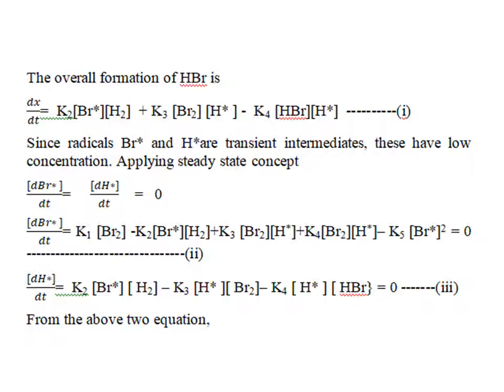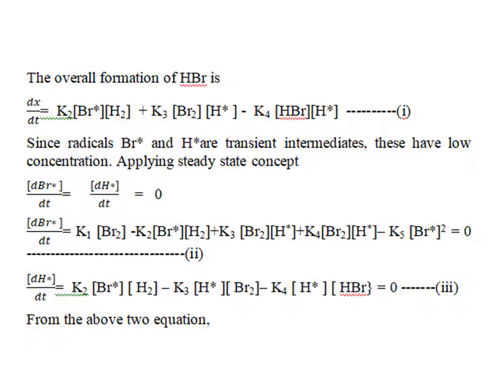d[Br*]/dt is equal to k1 into concentration of Br2 minus k2 into [Br*] into [H2] concentration plus k3 into [Br2] into [H*] concentration plus k4 [Br2] into [H*] minus k5 into [Br*]², that is equal to 0. This is equation number 2.